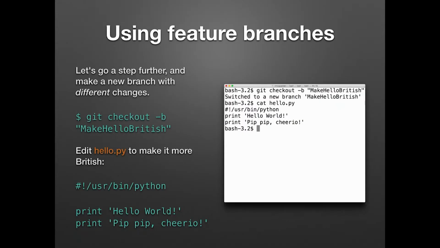Cool. Let's go a step further. Let's make a new branch. We're back on master. We're going to make a new checkout. We're going to call this one British. Pip, pip, cheerio. I'm terrible at British. I apologize for anybody who's British in the room.